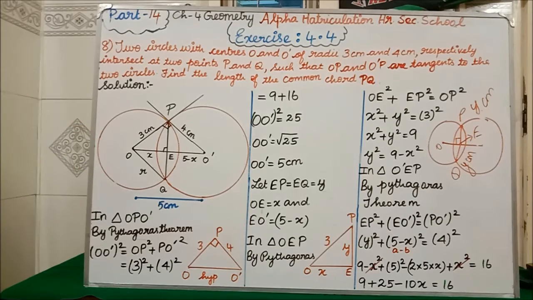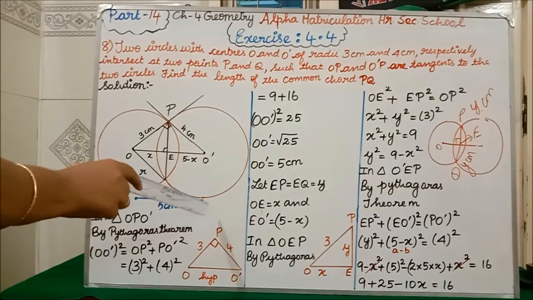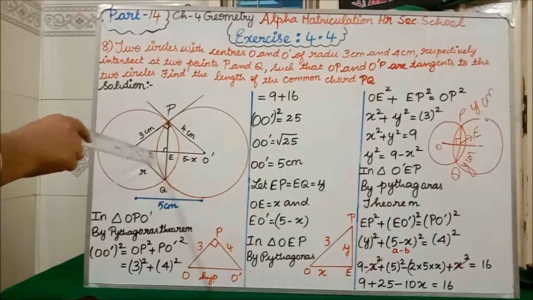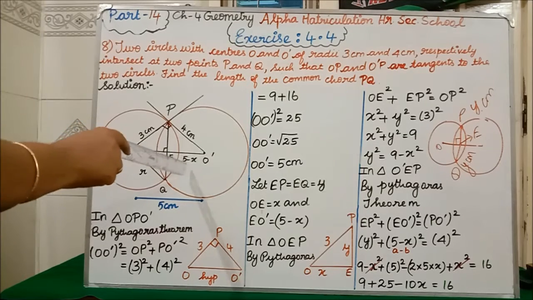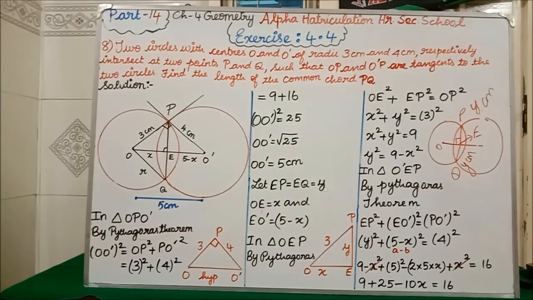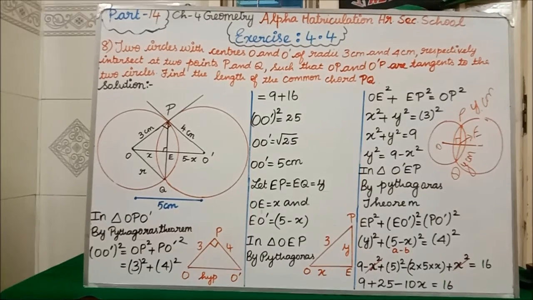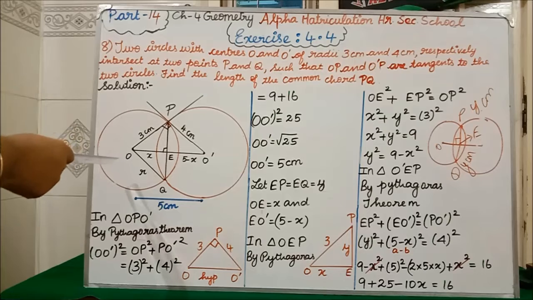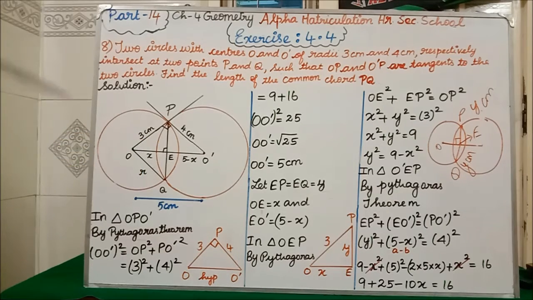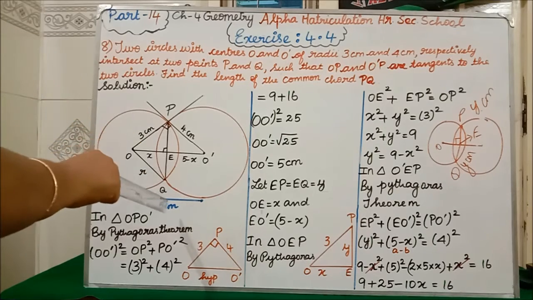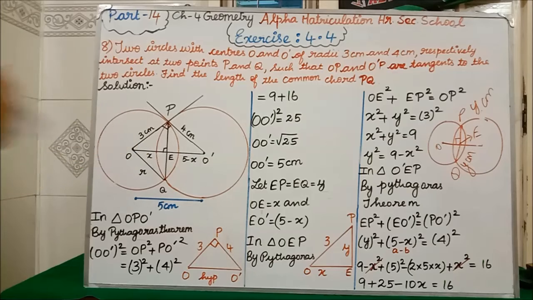I have told you before, if you know the full length and you know one part of that length, then the remaining how can you write? You can write 5 minus x is the remaining. EO dash is 5 minus x. Clear how we are writing, students? O dash length we know it is 5 centimeter. OE we have taken x. Then remaining how can we write? 5 minus x. E to O dash is 5 minus x.